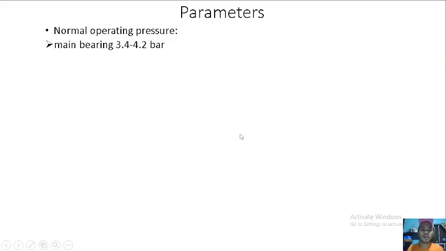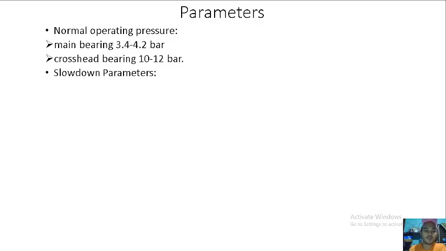So, parameters. The normal operating pressure for our main bearing is 3.4 to 4.2 bars. Since lube oil is very important, and loss of lube oil will damage the engine, the main bearing should always have a pressure of more than 3.4 bars to have positive pressure and to be sure that the main bearing is lubricated. The crosshead bearing has a higher pressure requirement since it is above the engine. Its normal operating pressure is 10 to 12 bars.